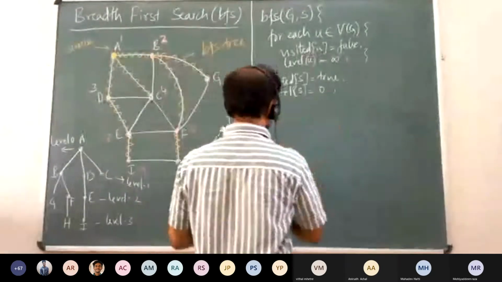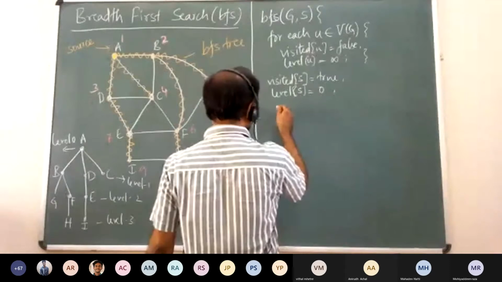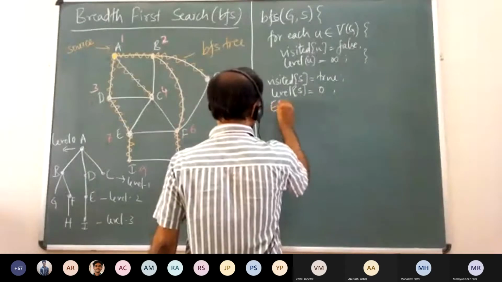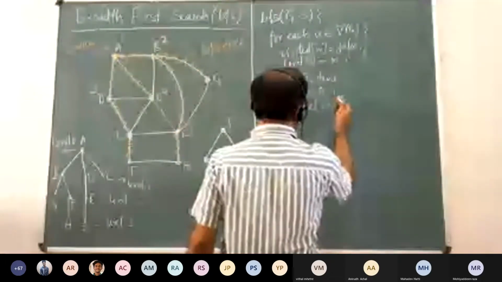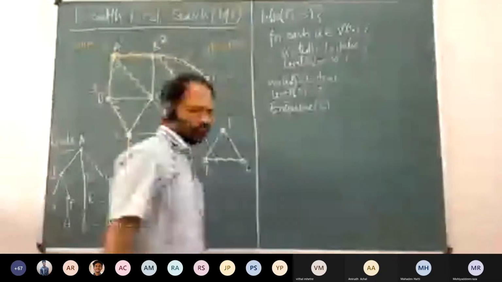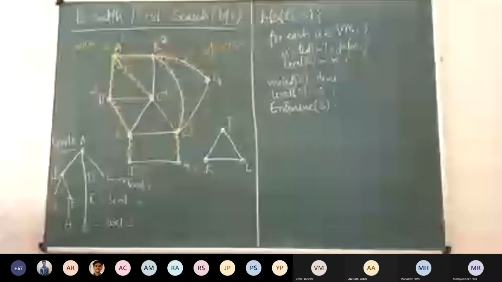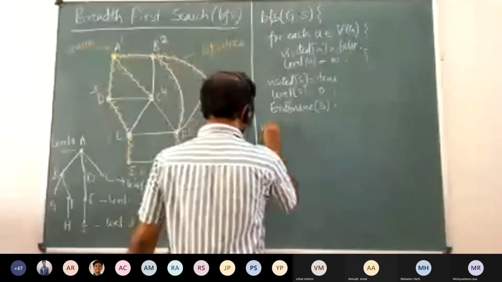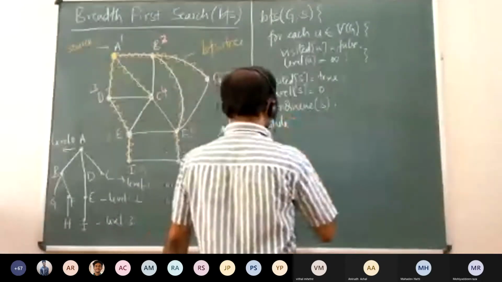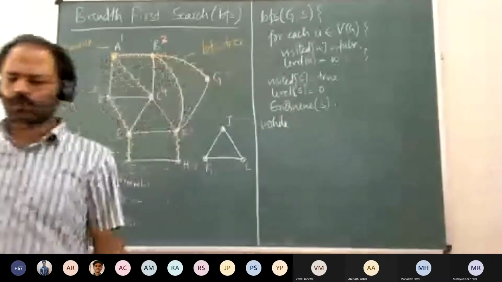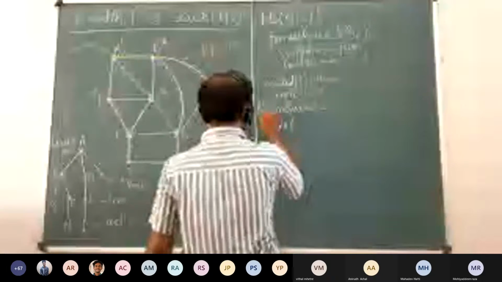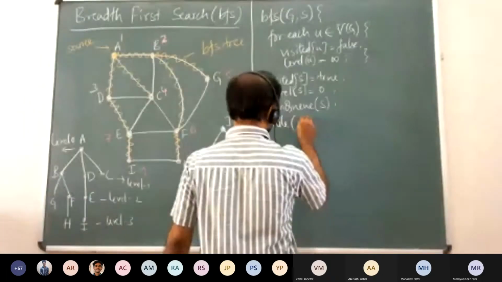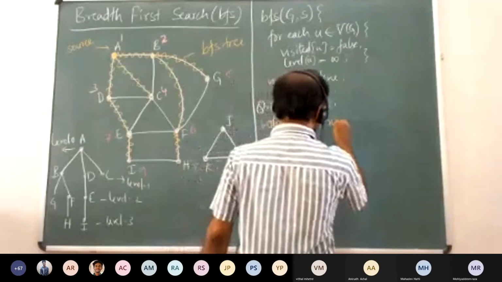So we define a queue and initialize it, and we enqueue this vertex. We put this vertex S into the queue. Then we keep dequeuing vertices from the queue, and we keep exploring the neighbors which are unvisited, while the queue is not empty.